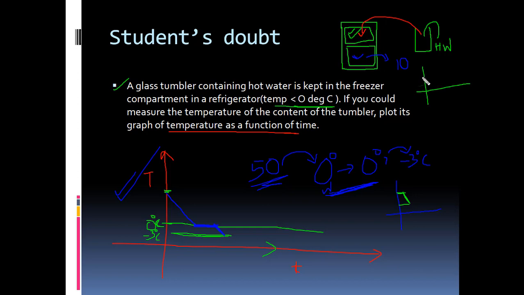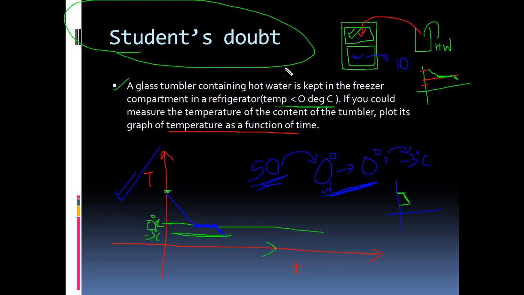This is 50 degree centigrade, this is 0 degree centigrade, suppose this is 10 degree centigrade. So the graph will be like this, from 50 to 0 with respect to time. Now, because here the temperature is less than 0 degree, this is the change of phase, then the graph will come down. So I hope I'm able to clear my students' doubt. If I have cleared your doubt, please comment in the comment section.